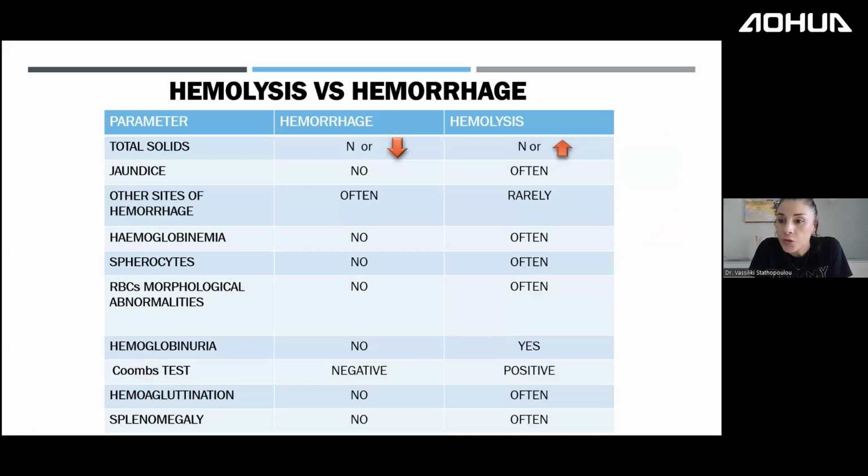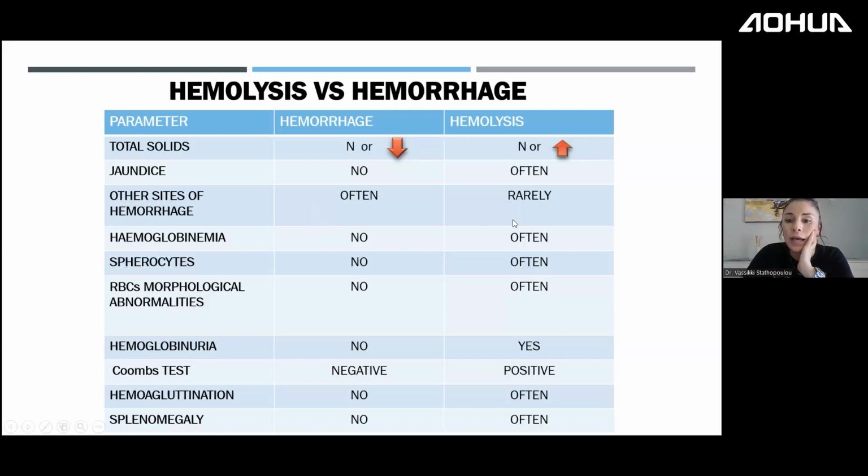Hemolysis versus hemorrhage. What do we have? Of course, now we know that we gave non-steroidals, so we are very suspicious that this could be hemorrhage. In general, so that we all have a reminder and a recap: when you have a hemorrhage, you could have normal or low total solids. In hemolysis, you mostly have normal total proteins. In hemorrhage, you don't have icterus, jaundice. In hemolysis, most often you do.